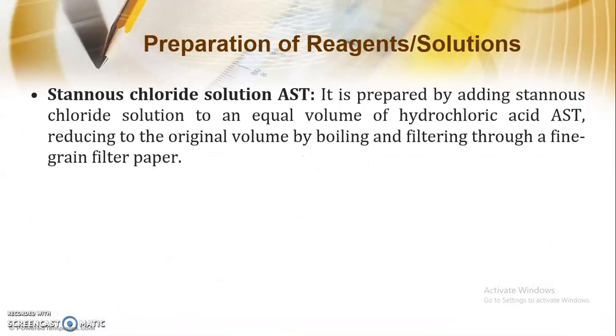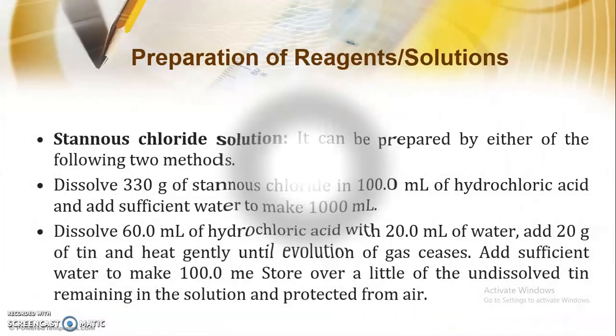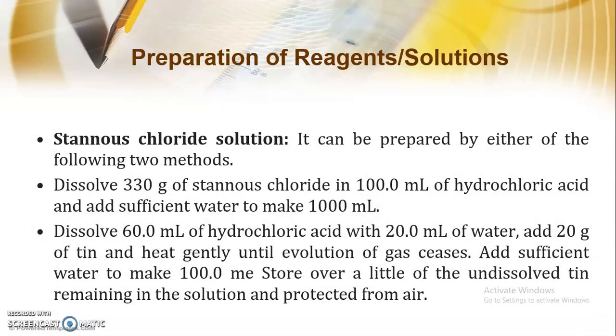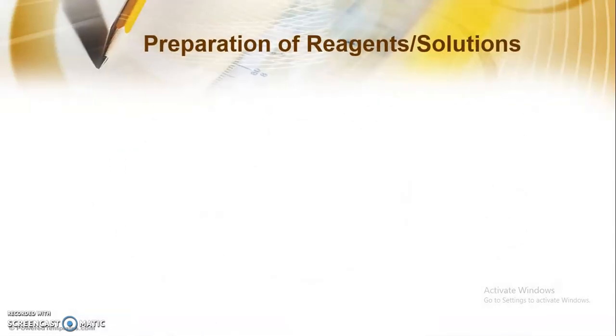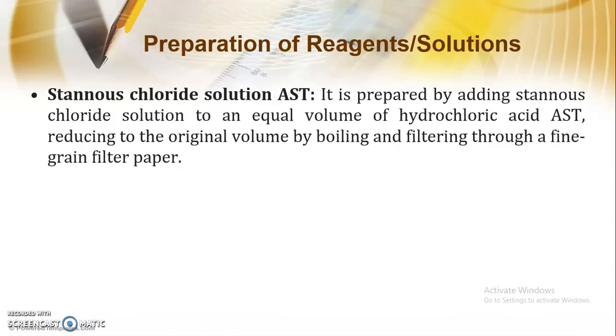Then stannous chloride solution AsT. AsT stands for low in arsenic. It is prepared by adding stannous chloride solution to an equal volume of hydrochloric acid AsT, reducing the original volume by boiling and filtering through a fine grain filter paper. Before that, you can see we have prepared the stannous chloride solution, and now this one is the stannous chloride solution AsT, which is low in arsenic.